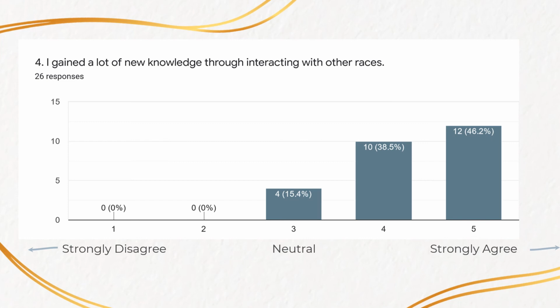We can also see there are 4 responses in neutral, meaning that they don't gain much knowledge through interacting with other races. It could be because they didn't interact with diverse races, meaning they just interact with one race or just 2 races, instead of the others that are in the same school with them.